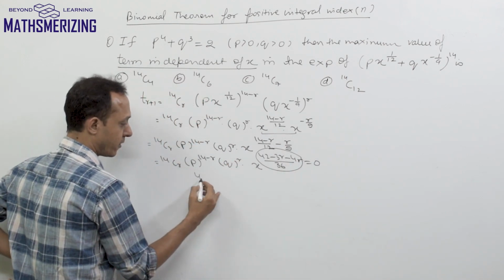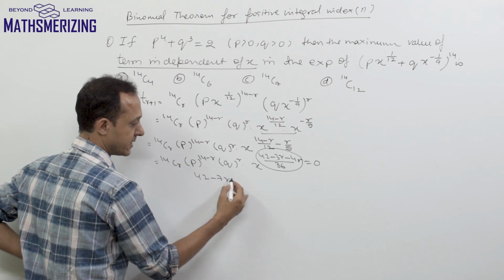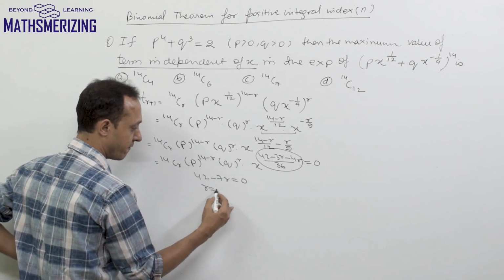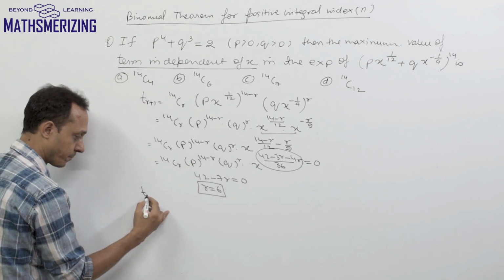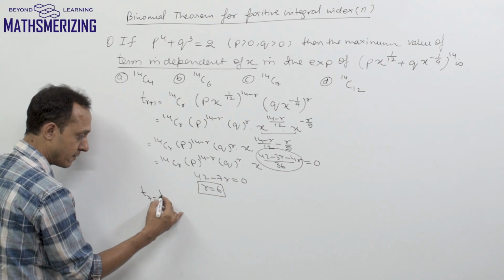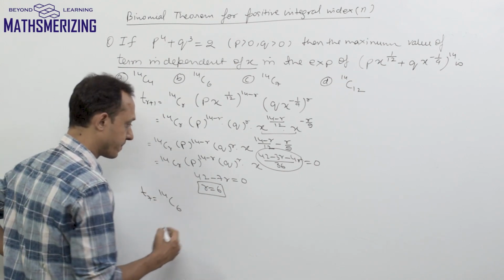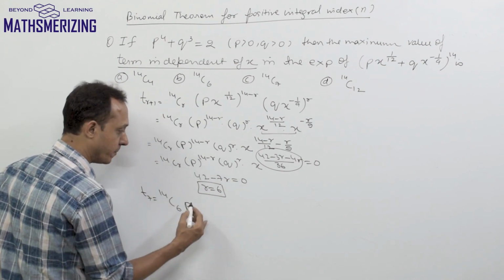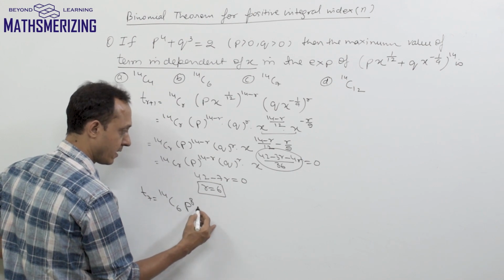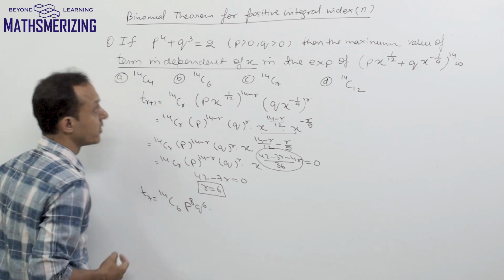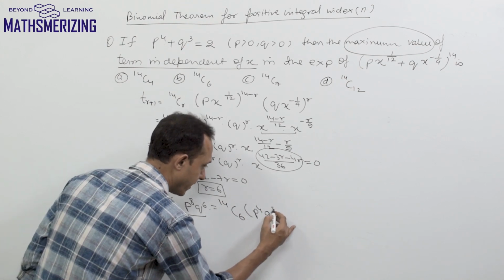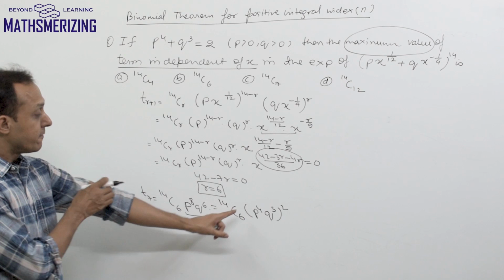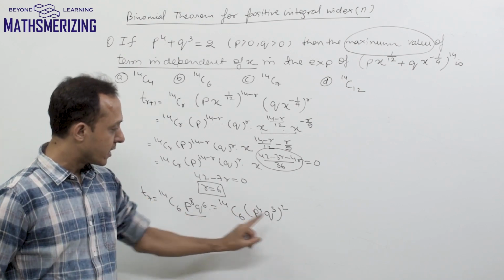So here I'll get 42 minus 7r equals 0. So the value of r should be 6. So it is the 7th term, and this term is given as 14c6 into p to the power 8 and q to the power 6, which is 14c6 into p to the power 4 into q cube whole square. So I need to find the maximum value of p to the power 4 and q cube.